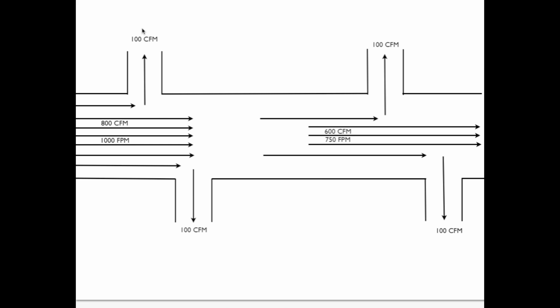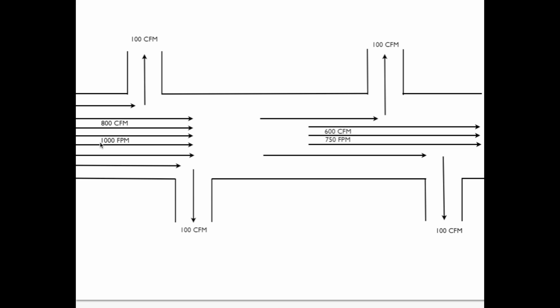Now I'm going to take off 100 CFM right here. And I'm going to take off another 100 CFM right here. So that's going to leave me with 600 CFM downstream. Okay. My feet per minute has gone down. Now, why has my feet per minute gone down? Because the ductwork is the same size as it was before up here, but I'm moving 200 less cubic feet per minute. So this air is slowing down.